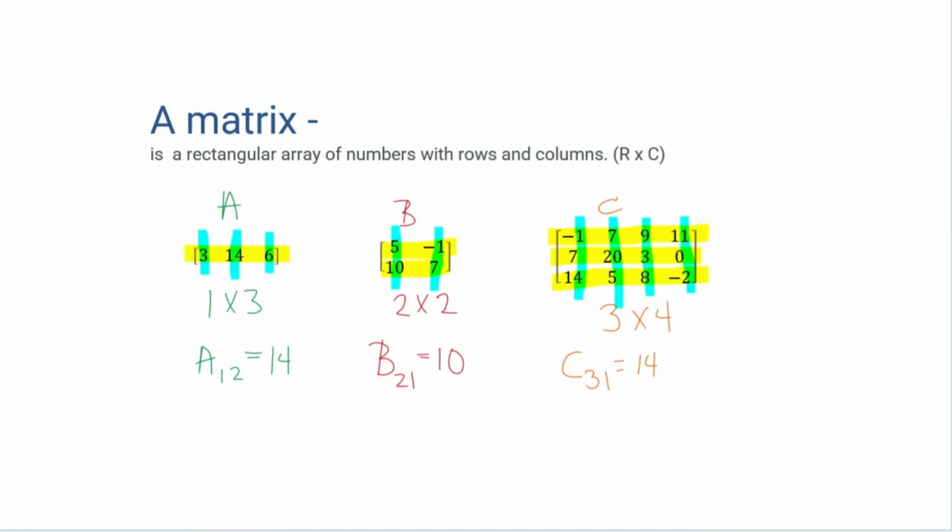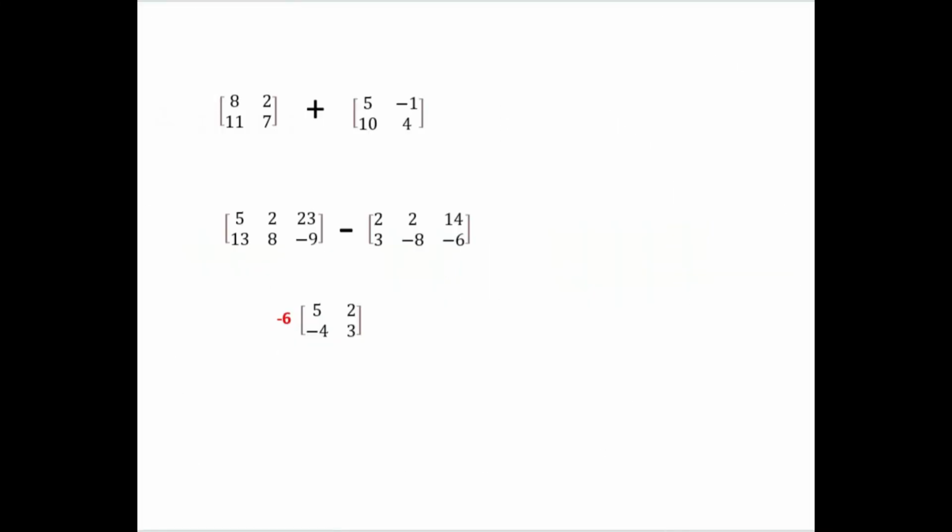So let's go ahead and look at some of the operations like adding, subtracting, and multiplying a constant against a matrix. So in this first problem, we have a 2 by 2 matrix. So we're doing an add operation. And when you're adding 2 matrices, they have to have the same identifiers. They have to be the same measurement of rows and columns.